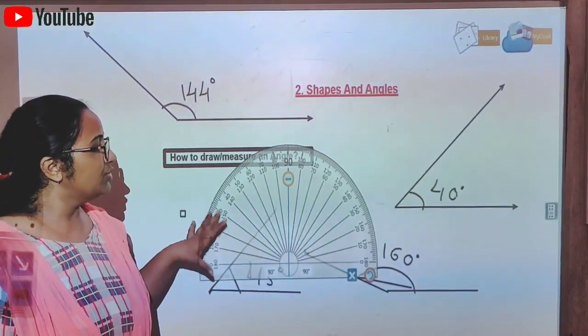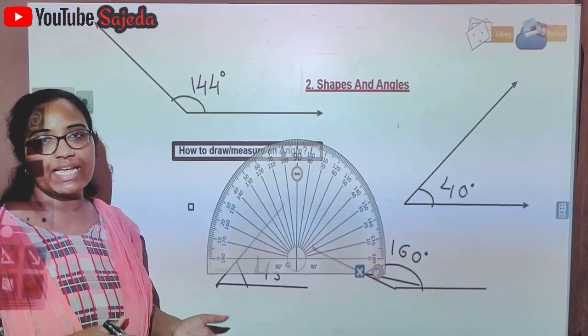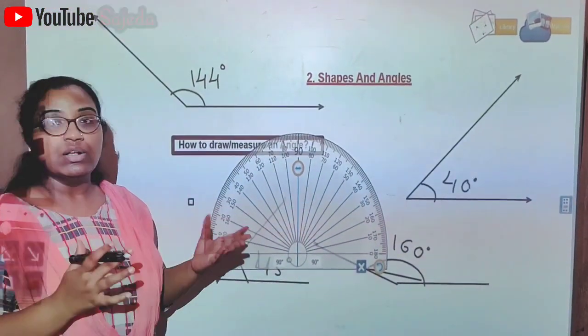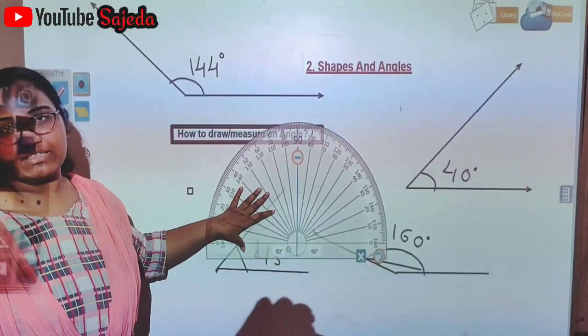For practice, you also have to draw so many angles like 50 degree angles, 65 degree angles, 95 degree angles using this protractor.